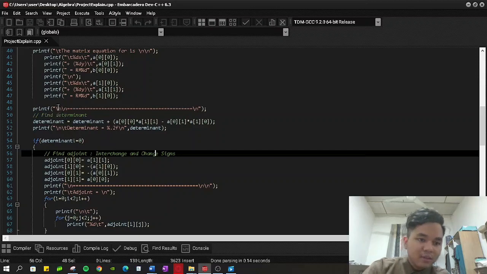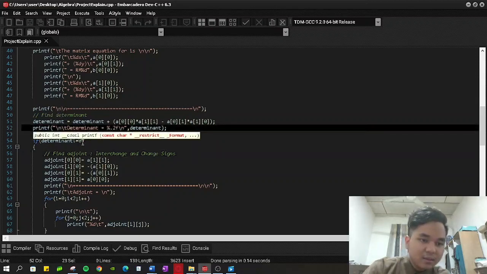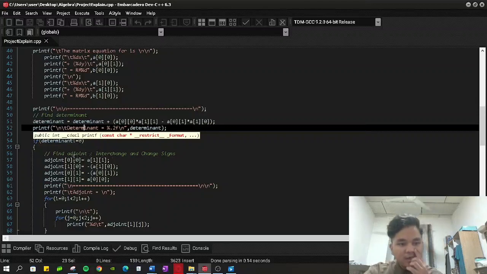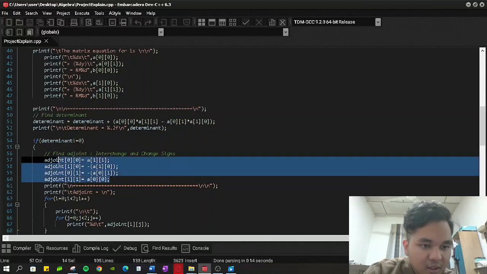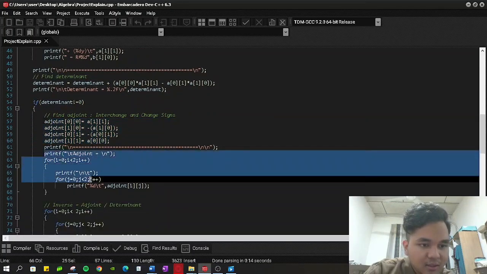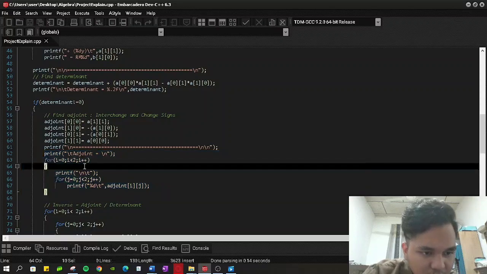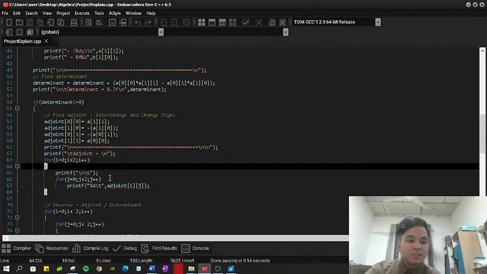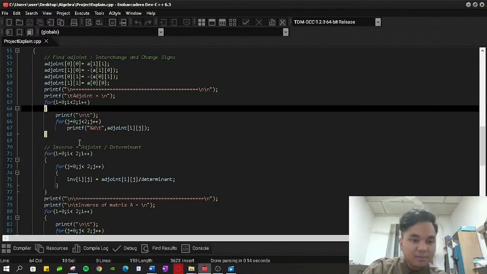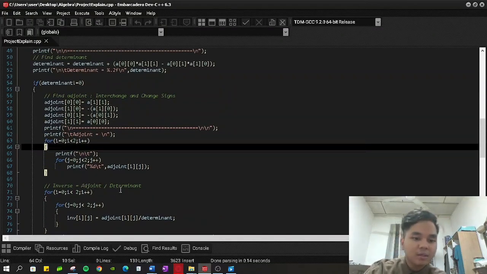Okay, first, if it has a determinant, we need to find the adjoint, which is interchange and change signs. This is the formula for finding the adjoint, and this is the formula to show the output for the adjoint. Okay, the second one is inverse equals adjoint divided by determinant. After we find the adjoint and the determinant, we need to divide them to find the inverse.